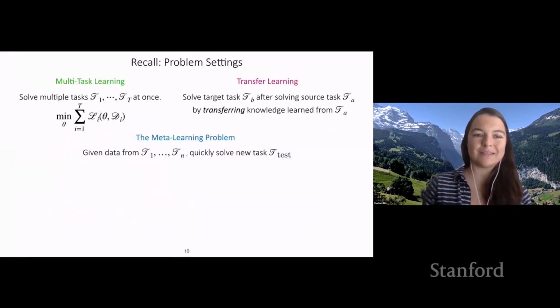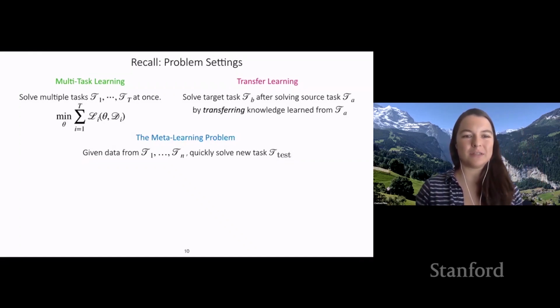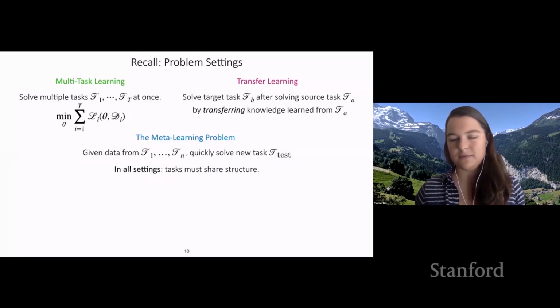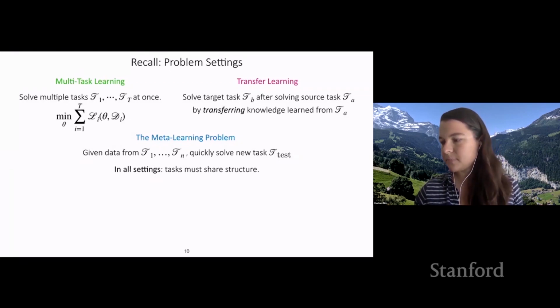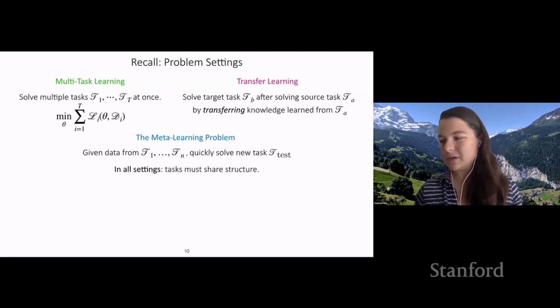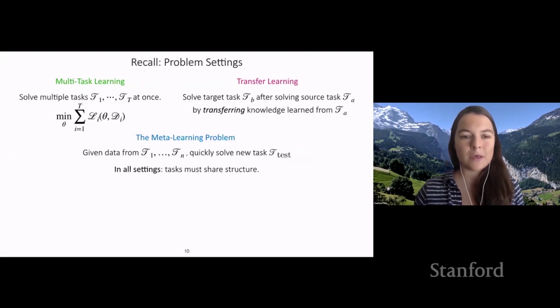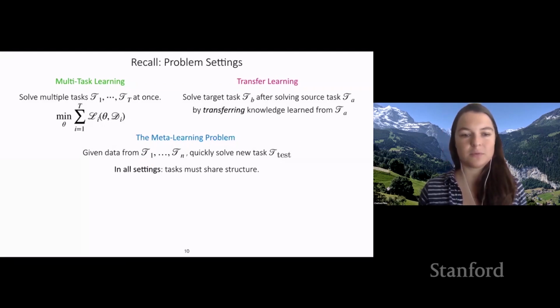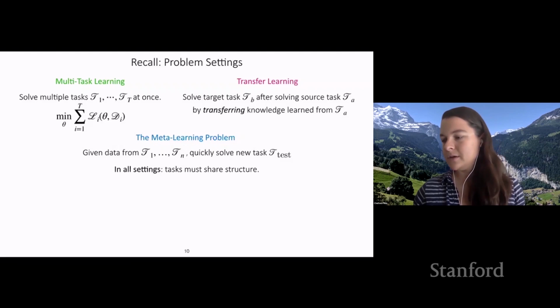Beyond reinforcement learning, back in the supervised learning setting, we also talked about these different problem settings: the multitask learning problem setting, a transfer learning problem setting, and the meta learning problem. One key aspect of all these settings is that we assume that the tasks must share some structure. And the key idea of meta reinforcement learning, what we'll talk about today, is taking this meta learning problem, and instead of using supervised learning tasks, each of the tasks will be reinforcement learning tasks.